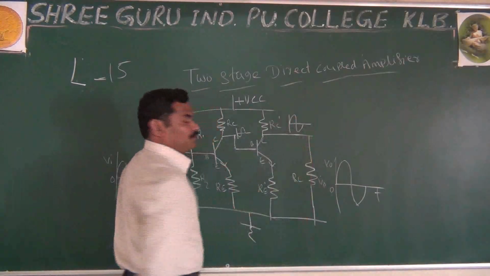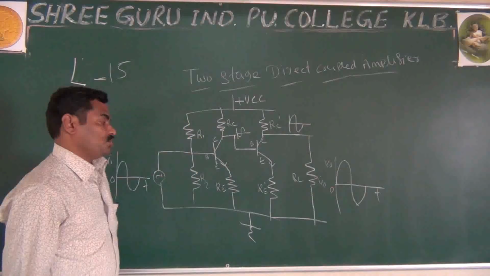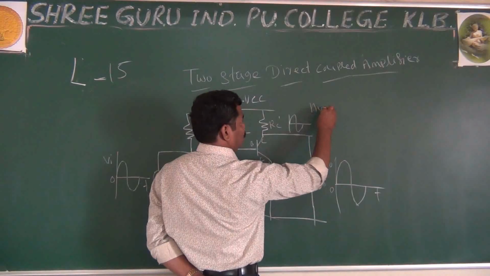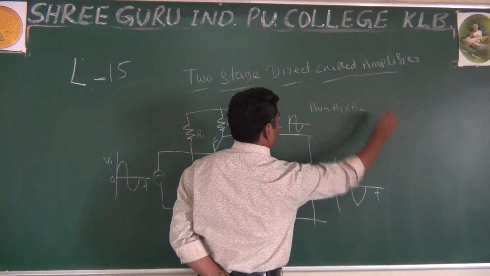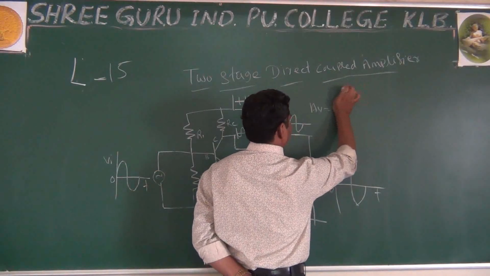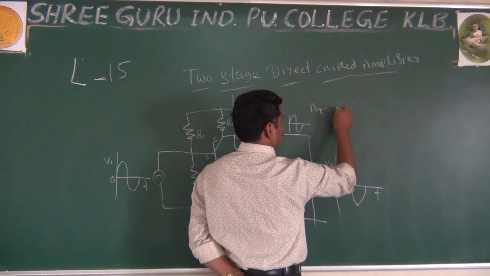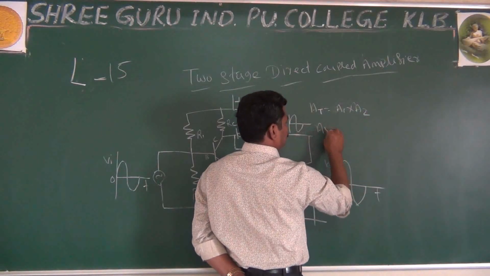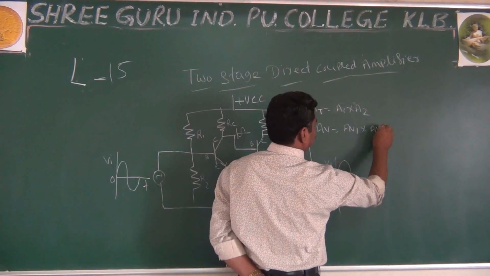Because here you have done the 2 times amplification. You can write the total voltage gain equal to the product of the individual gains, A1 into A2. Or you can write A total equals A1 into A2. Or you can write AV equal to AV1 into AV2.